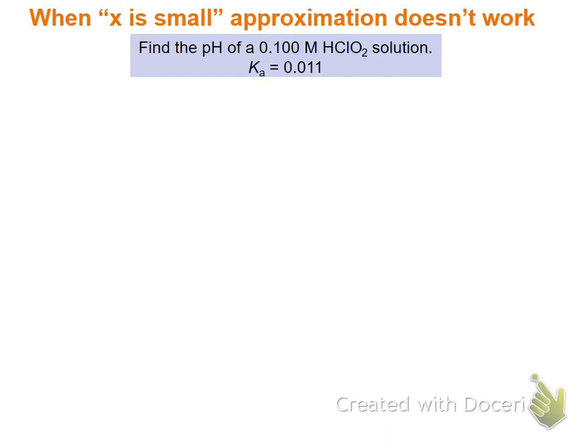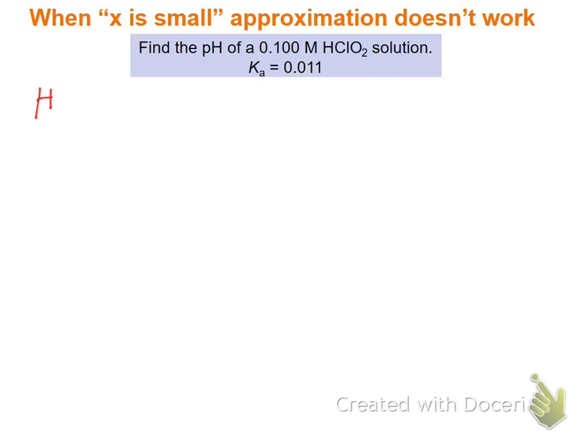So instead, we're going to use the quadratic formula to solve the value of x. So again, in order to find the pH of a weak acid, you can see that it's a weak acid because the Ka value is less than 1. So we're going to have to solve this using the ice table.